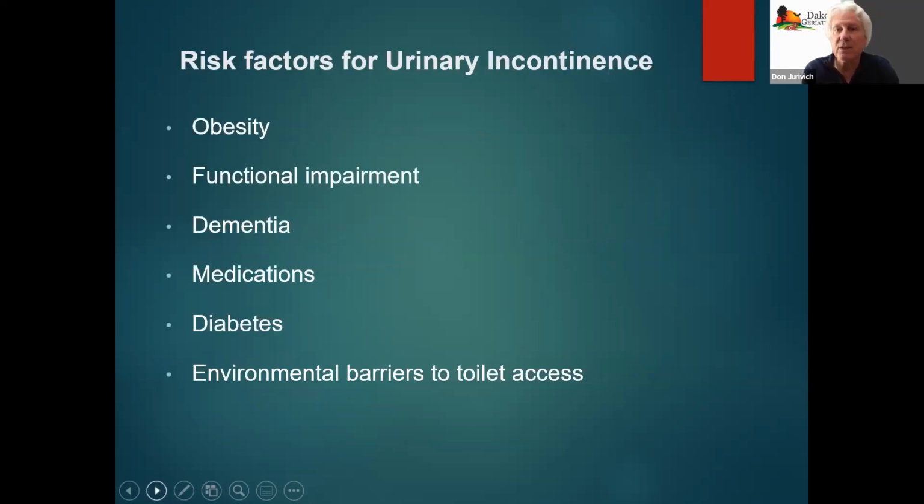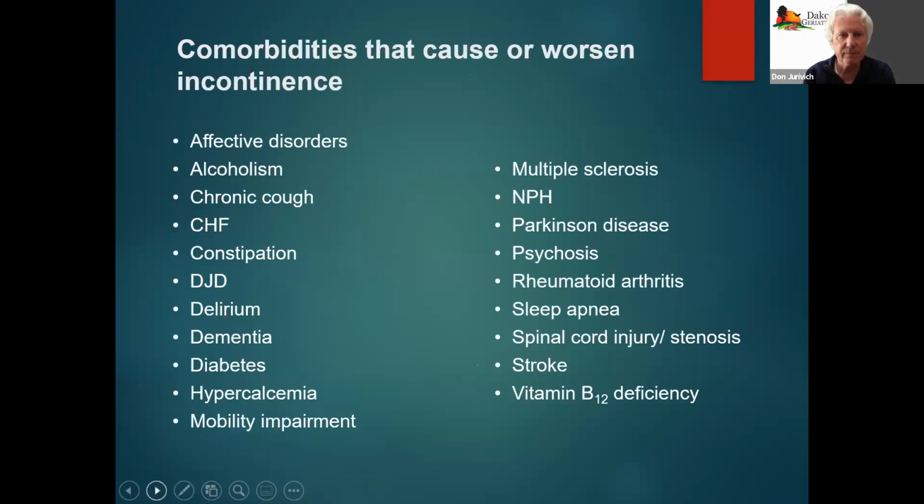The risk factors, in addition to age, for urinary incontinence are being overweight, functional impairment, so not being able to get around or transfer. Memory loss is another reason. Medications, particularly diuretics, can predispose to urinary incontinence. Diabetes, both as a result of uncontrolled blood sugars and some other pathophysiologic changes in the urinary tract system due to diabetes. And then generally the environmental barriers to toileting, and these are more pronounced in the long-term care setting. Next slide, please.